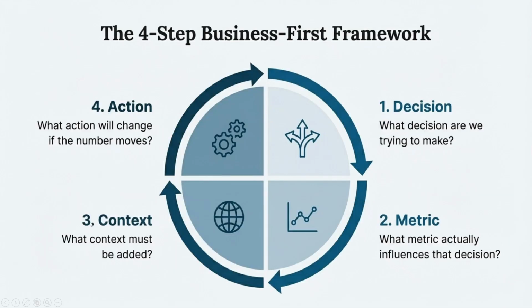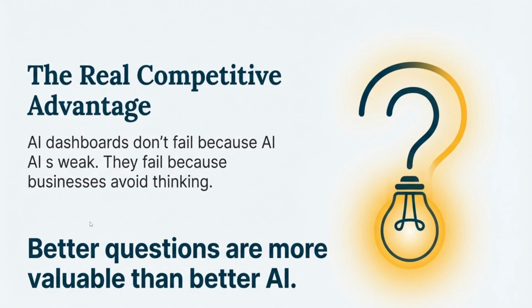Now, here is the four-step business-first framework, which I have discussed in detail in my previous videos. Do look into those, but here I will just quickly touch on them. Before building any dashboard, or rather, to be specific, an AI dashboard, ask a few questions: What decision are we trying to make? What metrics actually influence that decision? What context must be added? And finally, what action will change if the number moves? This four-step loop will keep on rotating until you provide a very concrete solution to the business problems.